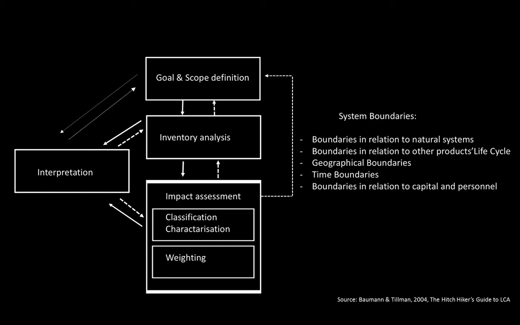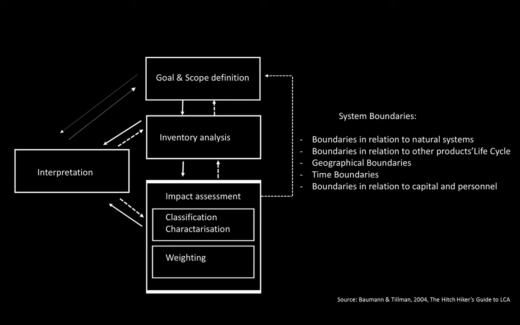First of all, it needs to be defined in relation to the natural systems. That means that you have to decide where your life cycle starts and ends and how much is included in it. Does it start with the production of the material, or does it start with the mining, or does it start with the production of the material for the mining, etc.? And where does it end?